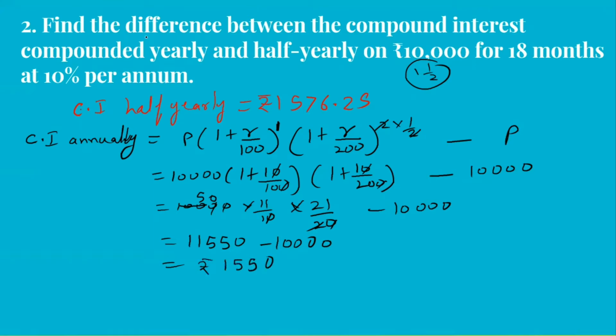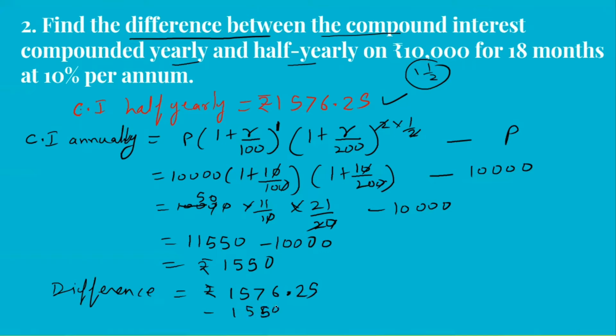rupees 1,550. Now you are asked to find the difference between the compound interest compounded half yearly and annually. So which is more? You have 1,576. This is more. So the difference between the compound interest is rupees 1,576 and 25 paisa minus 1,550.00, which you subtract. You get 6 minus 0 is 6, 7 minus 5 is 2, and this is 0. So the difference is rupees 26 and 25 paisa.